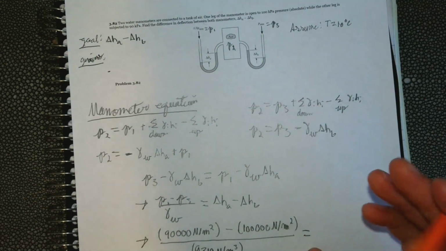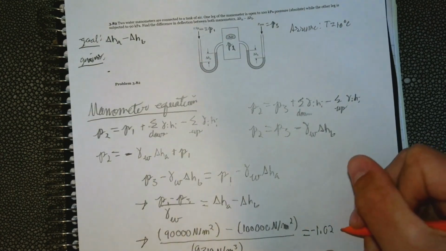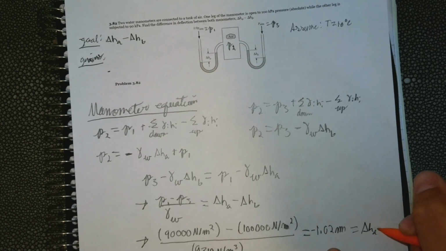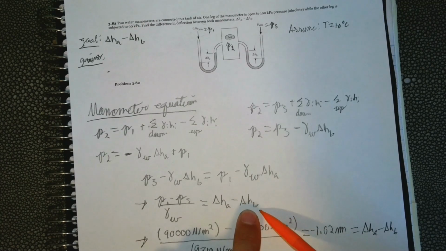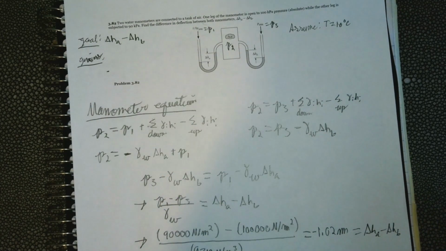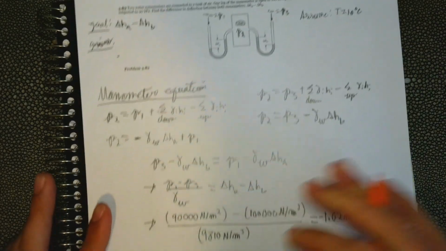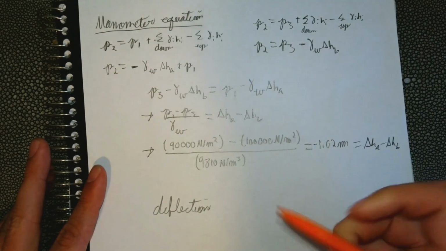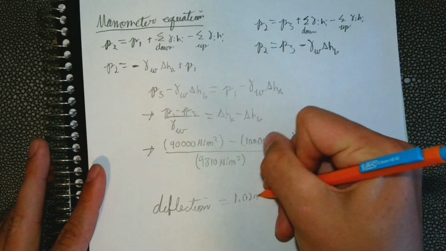If you put that in a calculator, you will get 1.02. You actually get negative, but that's the height difference, the deflection difference, and all that negative number means is that the height HB at point B is much larger than HA. So we say the deflection between the two heights is 1.02 meters.